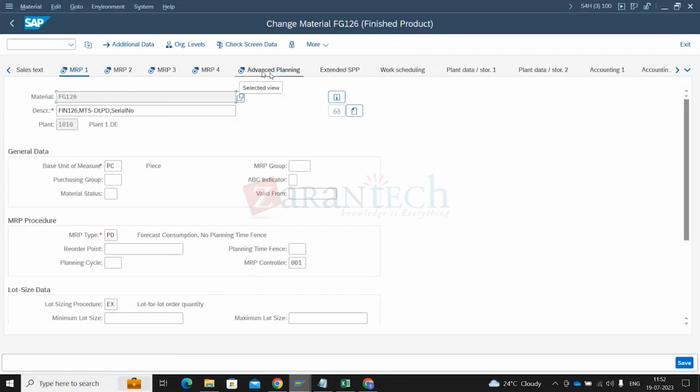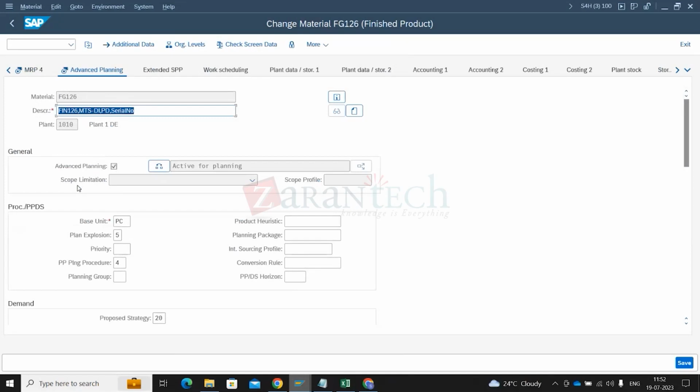The only action that you need to take is go to the advanced planning. There is a radio button to just tick the advanced planning relevancy. And the moment you save, it is immediately available in PPDS. No need of any transaction. See this one. Initially when you create the material, this advanced planning tick is not marked. You go to the MM02 change mode, tick this mark, enter and save, and then it is immediately available to the PPDS side.